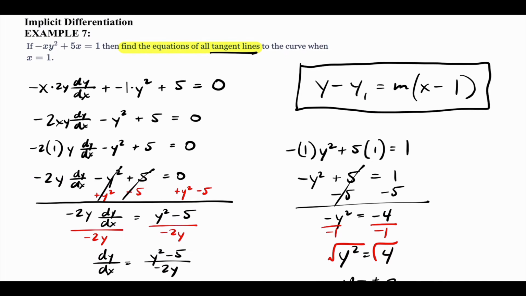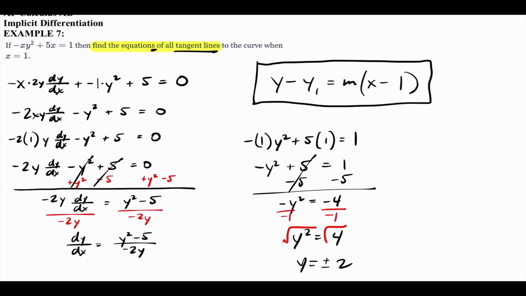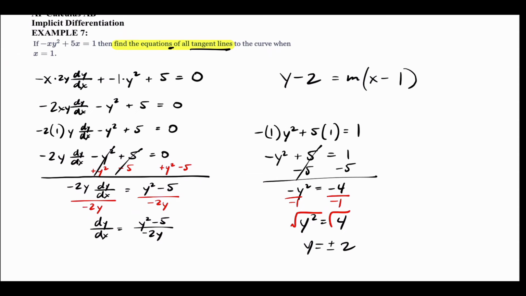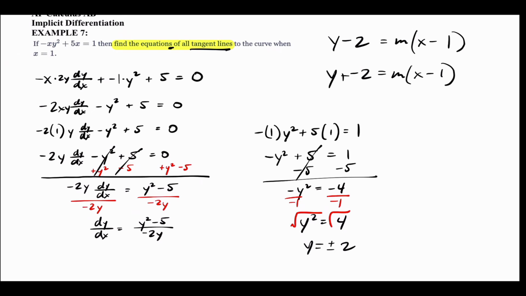So that's why the question said find the equations. You see, the equations. We didn't catch that the first time, right? There's more than one equation. So the first one is going to have a positive 2 up there. The second one is going to have a negative 2 there, which makes it positive. There's going to be 2 answers, 2 equations.